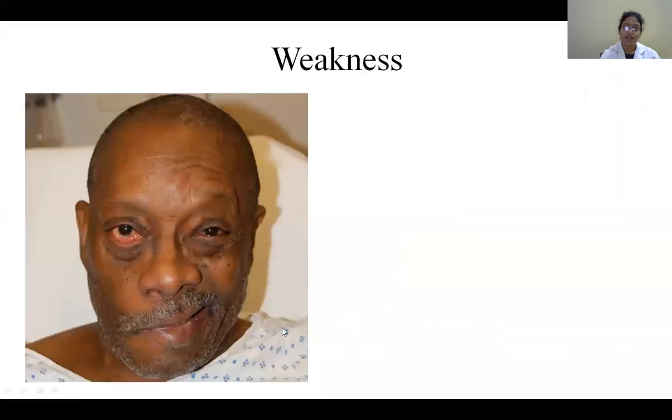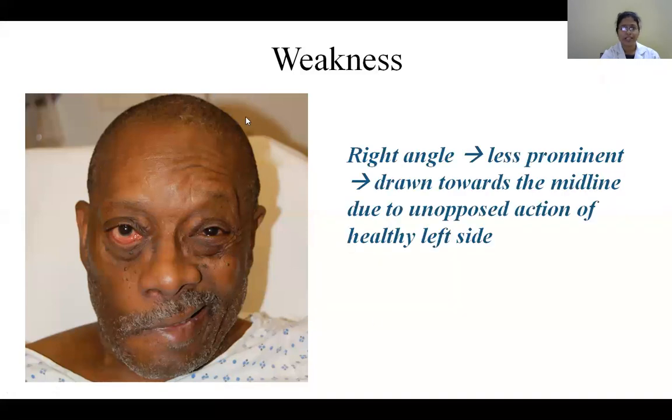Next, what will happen if there is weakness of this whole group of muscles? As you know, risorius, zygomaticus major and levator anguli oris are in close association with the angle of mouth. So if there is weakness of these muscles, it will lead to depression of the angle of mouth on that side. So in this subject, if you see, there is loss of wrinkles over the forehead. If you look here, there is ectropion, there is loss of nasolabial fold.